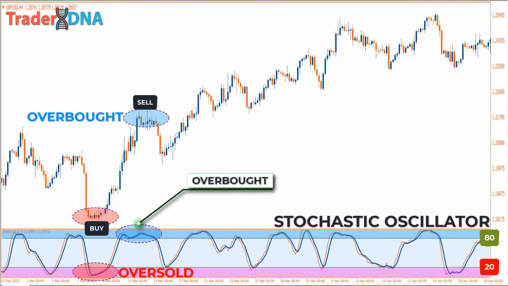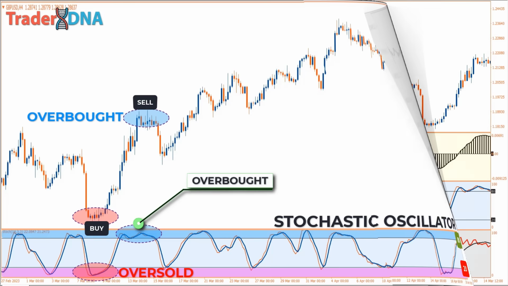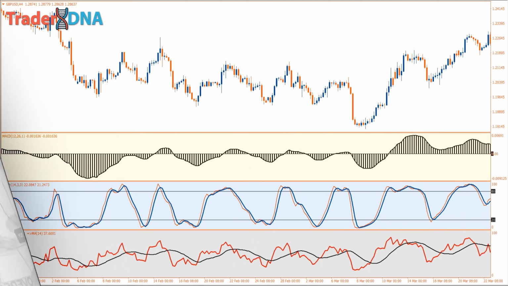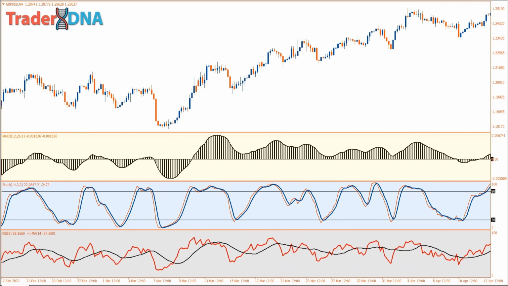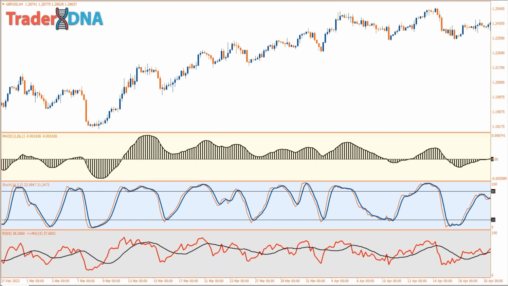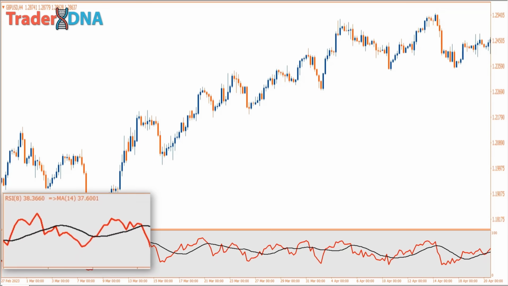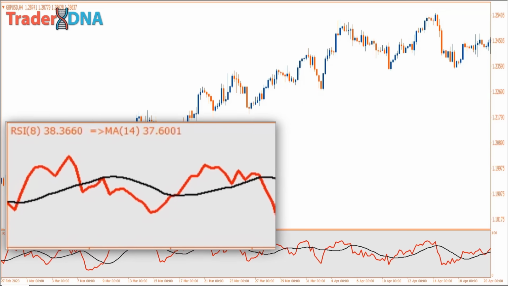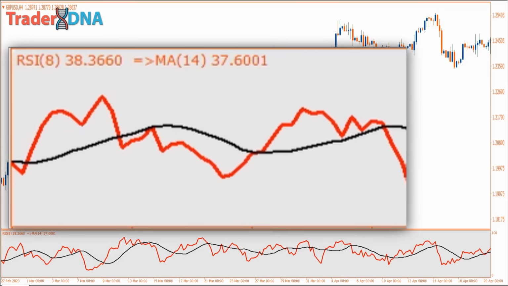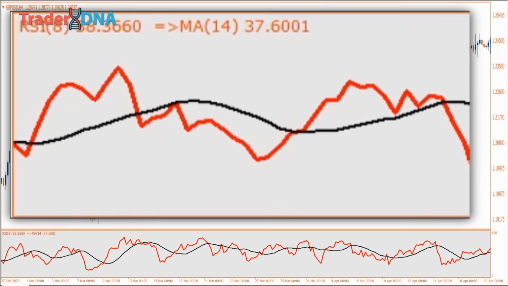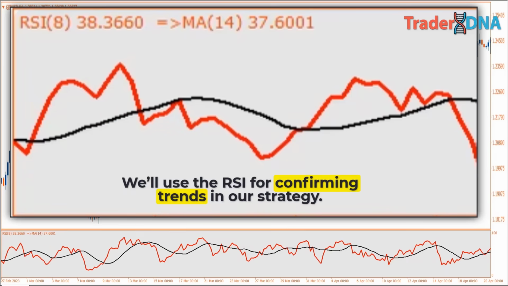Next, I'll show you how the RSI indicator enhances our strategy by quickly pinpointing short-term market strength right after the stochastic oscillator exits the overbought and oversold zones. Using the RSI will boost our trading accuracy threefold. And now, let's talk about RSI and trend confirmation. The Relative Strength Index, or RSI, is a key technical indicator used to analyze the strength or weakness of a market based on recent closing prices. It helps identify overbought and oversold conditions, but since we already have the stochastic oscillator for that, we'll use the RSI for confirming trends in our strategy.